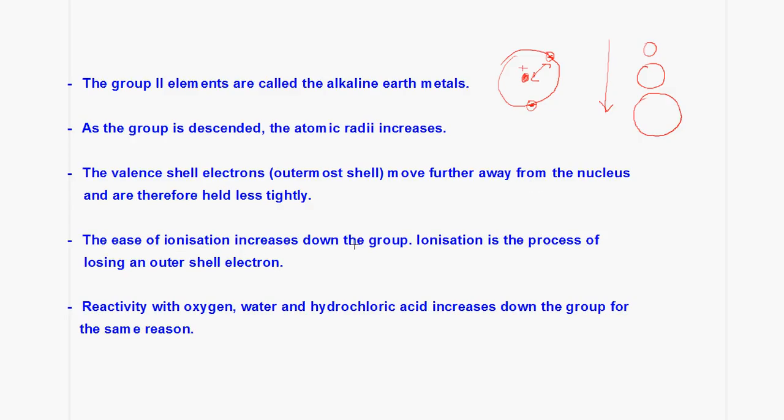The ease of ionization increases down the group. Ionization is the process of losing an outer shell electron. So therefore, as you go down the group, the outer shell electrons are lost more readily. And that explains why the reactivity increases down the group. So reactivity with oxygen, water, and hydrochloric acid increases down the group.